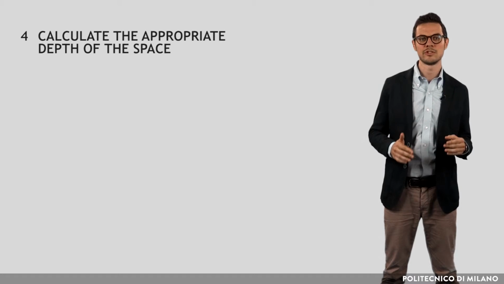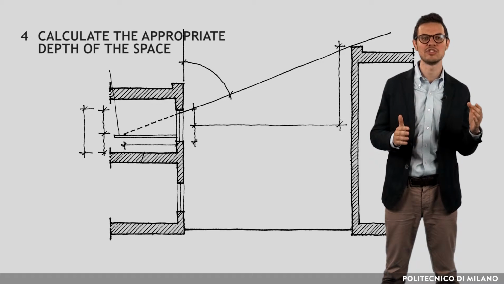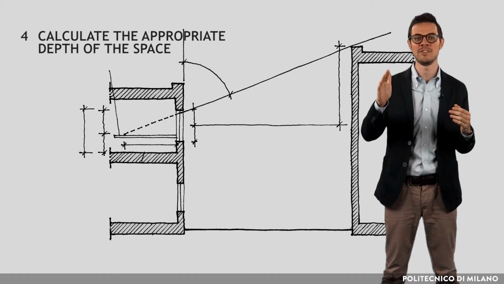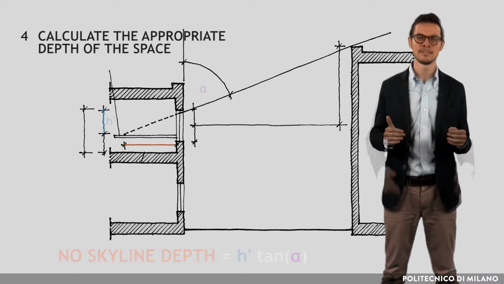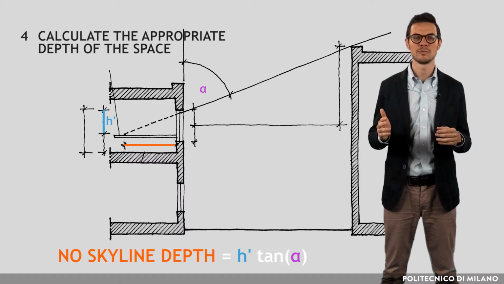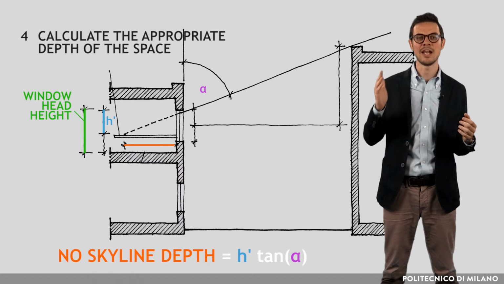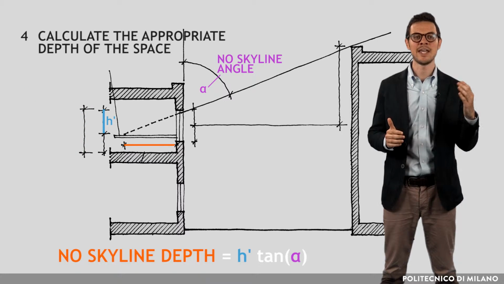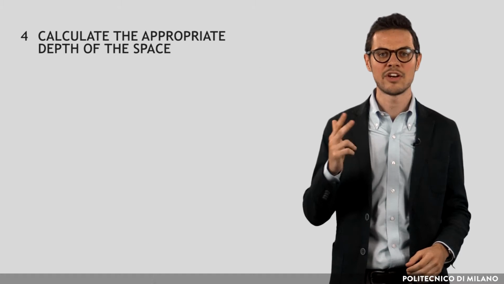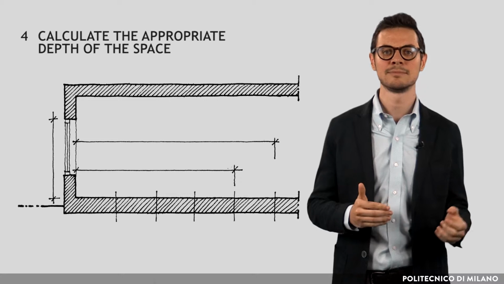The second factor that should be taken into account is the no-skyline depth, which is the distance from the windows at which the sky is no longer visible from the inside space. It can be calculated through a simple trigonometric evaluation, knowing the height of the working plane, window head height, and no-skyline angle. The third factor to consider is the depth of the daylight area.